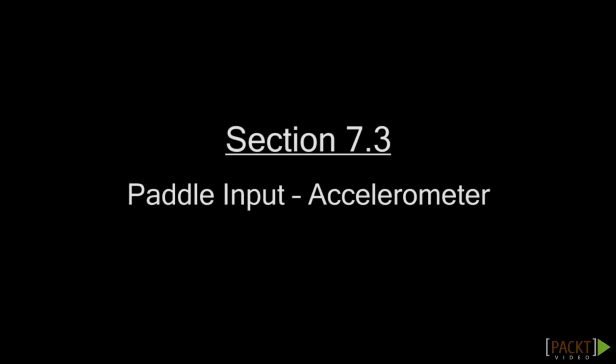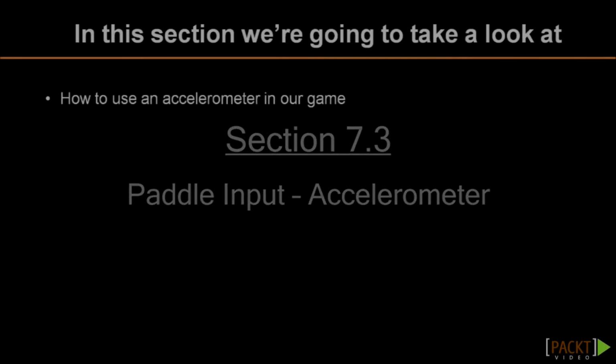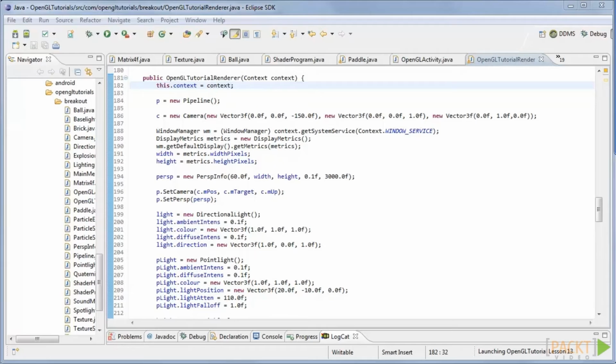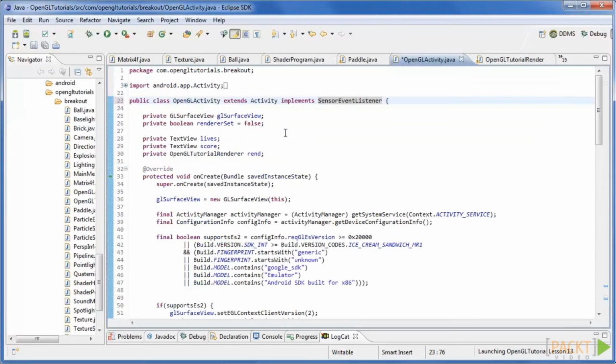Hello everyone, this video is called Paddle Input Accelerometer, and in this lesson we will be learning about how to use accelerometer movement in our game. To access the accelerometer as well as other sensors such as the gyroscope or magnetometer on the device, we first need to get a sensor manager. This will hold all the sensors and can be used to retrieve values from all the sensors.